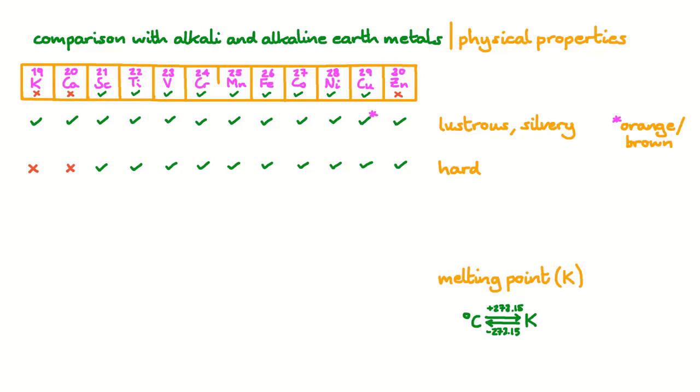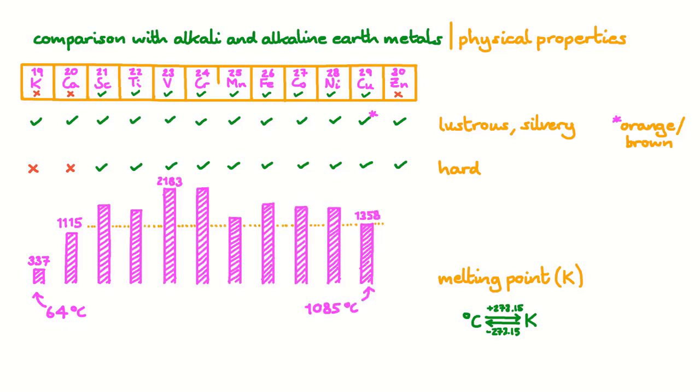Something really interesting pops out when we look at the melting points. Here I'm presenting them in Kelvin. Potassium has a relatively low melting point at only 337 Kelvin. Calcium's seems much higher. Potassium's melting point is only 64 degrees Celsius. But the melting points for all these transition elements are substantially above 1300 Kelvin. And we see the melting point drop down again at zinc, with a melting point of only 693 Kelvin.